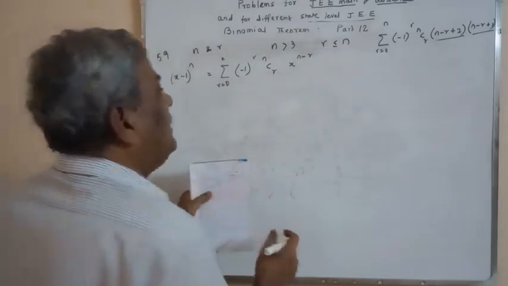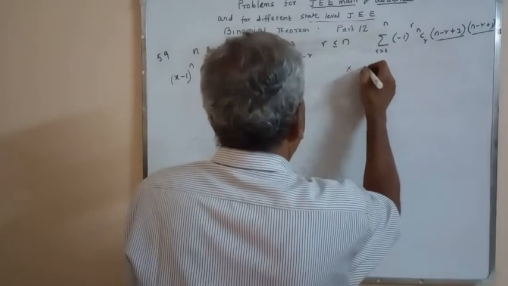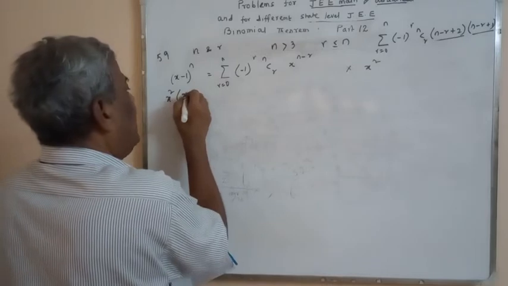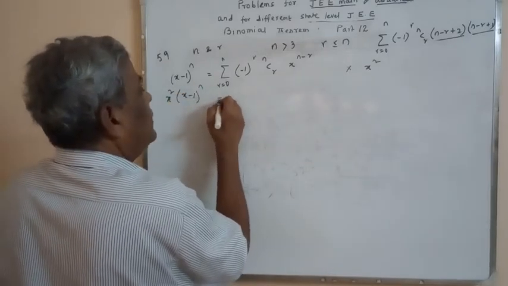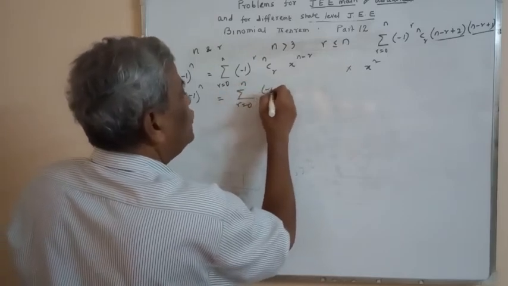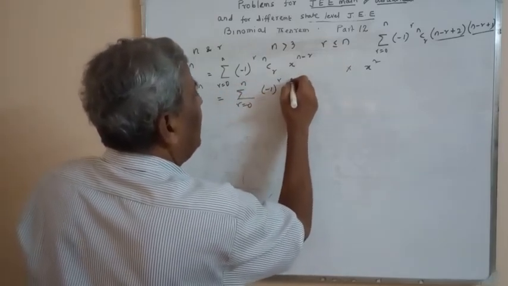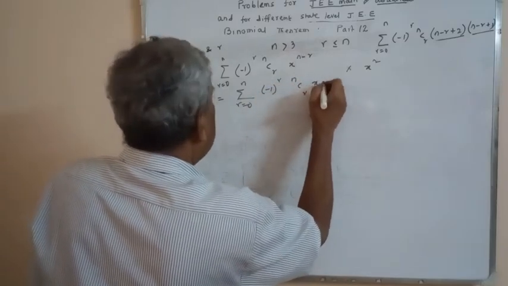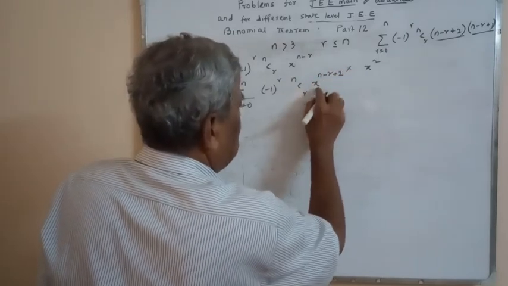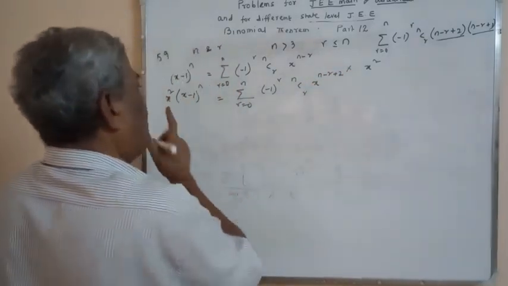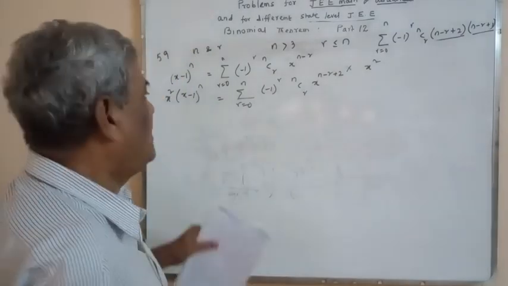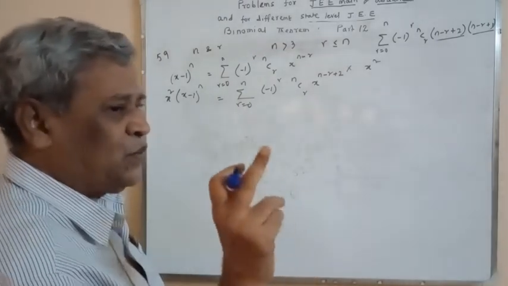Next, multiply both sides by x square. x square into x minus 1 to the power n is equal to sigma r is equal to 0 to n, minus 1 to the power r nCr x to the power n minus r plus 2. I have multiplied by x square. Now differentiate once both sides with respect to x.